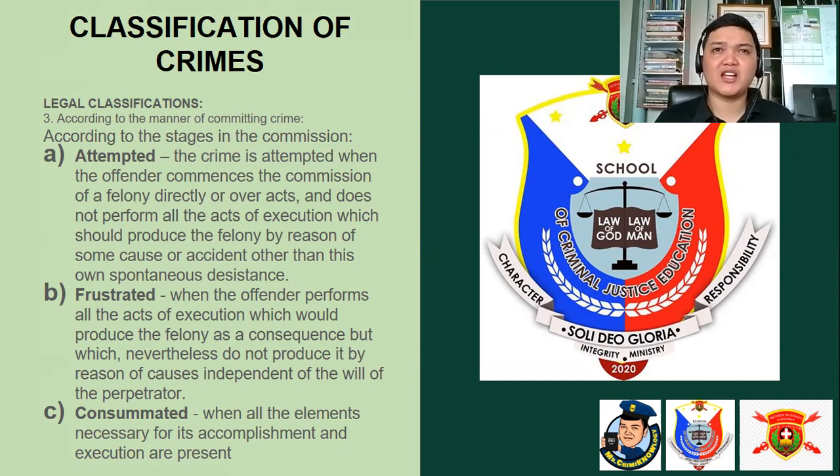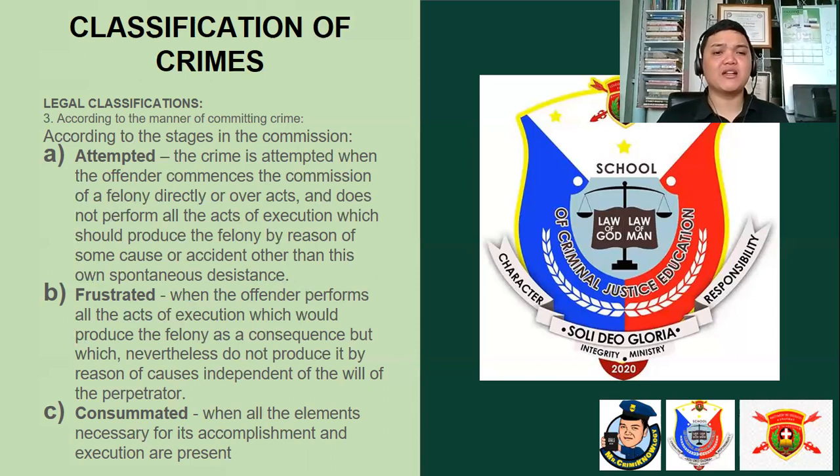Halimbawa, sinaksak niya pero nakailag. Yan. O binaril niya pero hindi niya napatay. Nakapasok siya pero hindi niya lahat nakuha. So, ginawa niya, nakumpleto niya yung actions niya pero hindi niya na-produce yung desired niyang dapat gawin. At yun ay frustrated. And we have letter C, consummated.